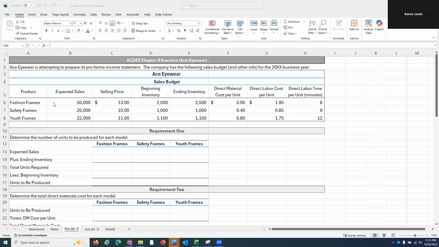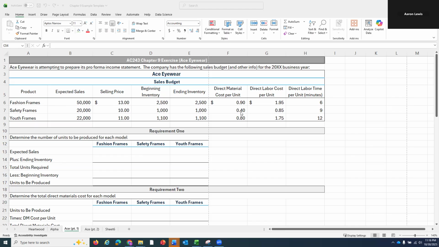So what do we have to work with? We've got three different models for Ace Eyewear. We have fashion frames, safety frames, and youth frames. We have the expected sales volume for each one of those different models, how much we sell each one of those models for, how many of them we have in beginning inventory, and how many we have in ending inventory.